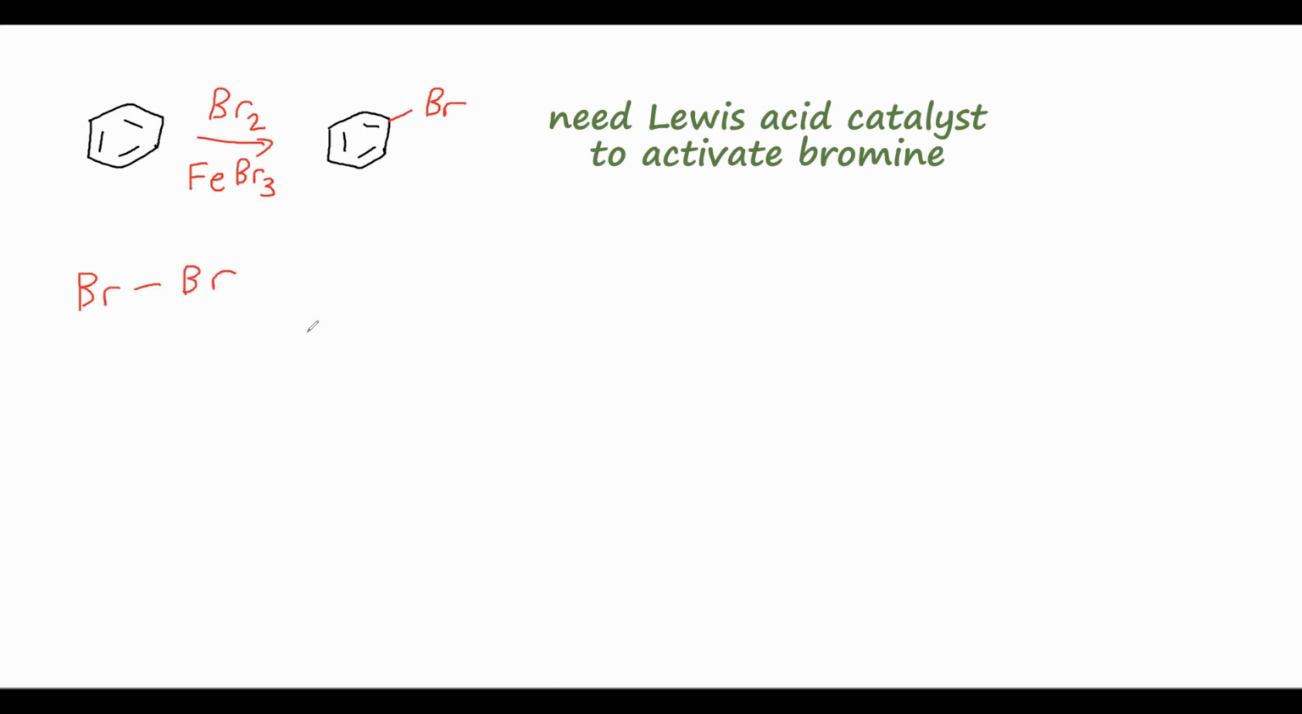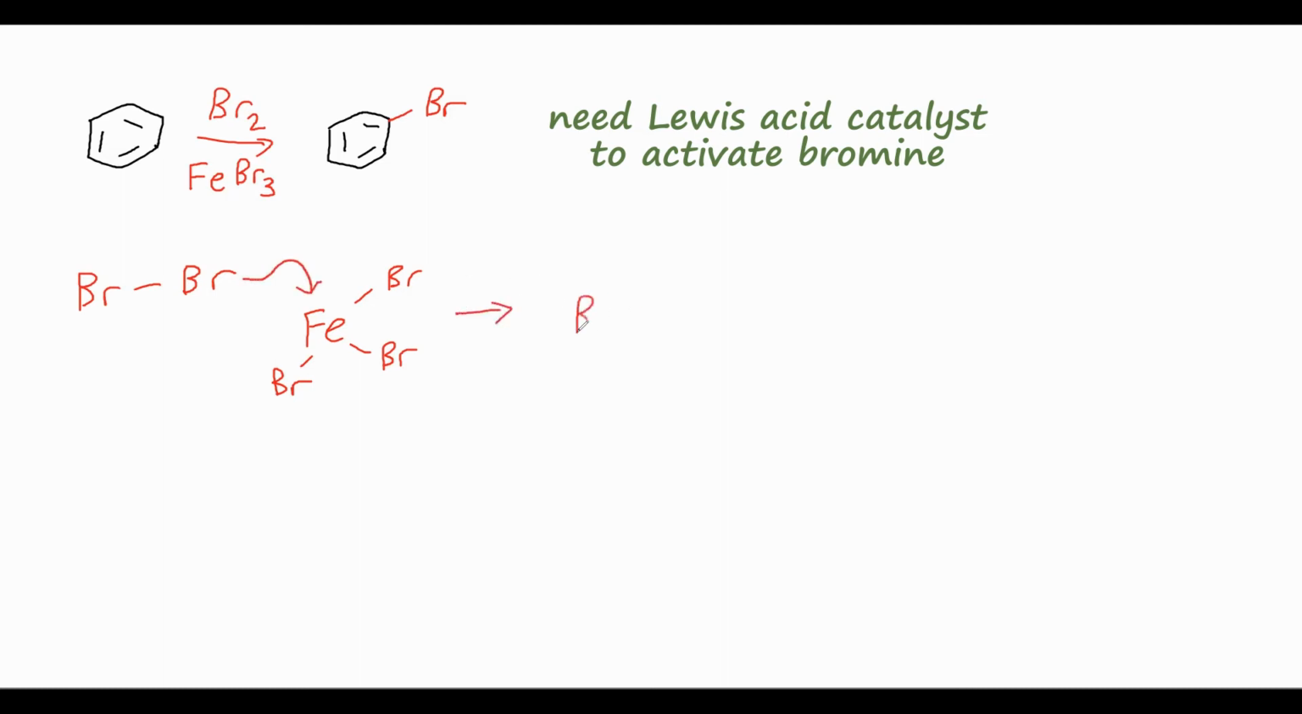So instead, we're going to take our iron(III) bromide catalyst, and this molecule and others similar to it have an empty p orbital, and that empty p orbital is going to accept electron pairs, so therefore this molecule is a Lewis acid. So what's going to happen here is one of the lone pairs from the bromine on the bromine molecule will come in to attack that iron atom here.